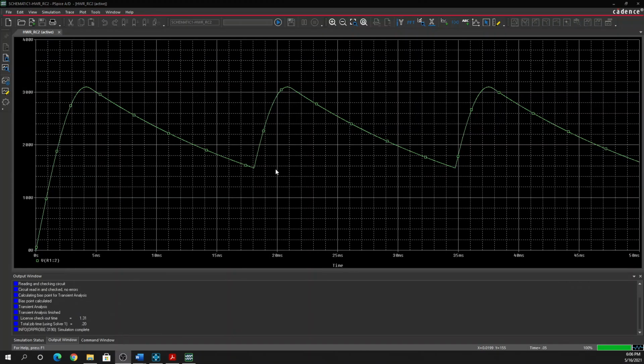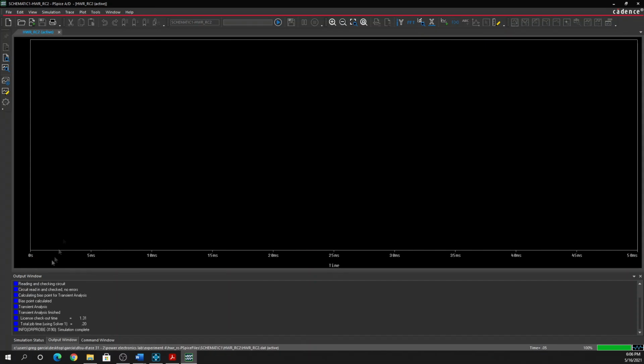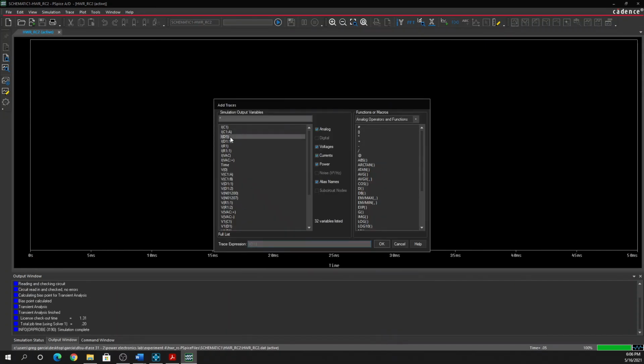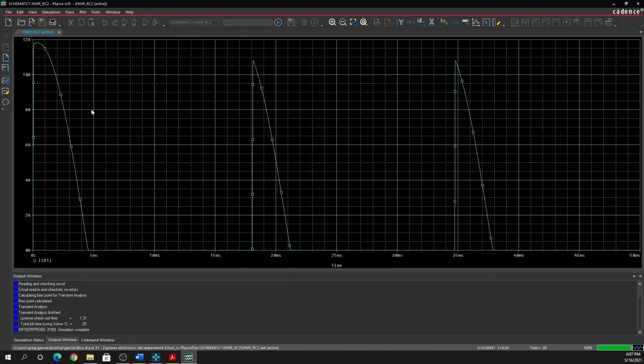Here we were able to show the output waveform in 3 periods. Now let's measure the steady state diode current. Add trace, ID1. Here in the simulation, we can definitely see that the peak diode current in the first period is significantly higher than the peak diode current at steady state. Now let's measure the steady state peak diode current.